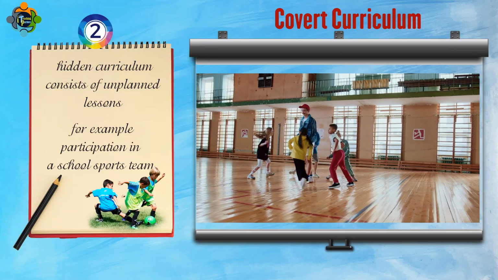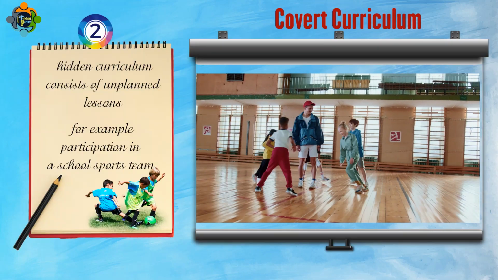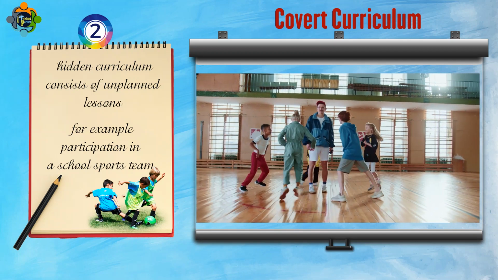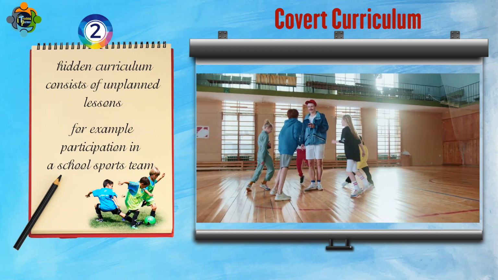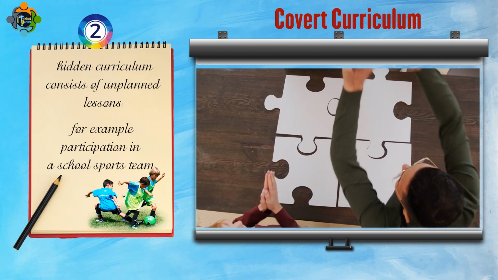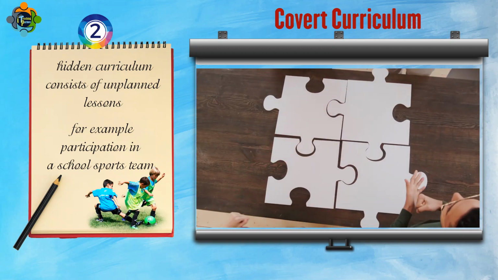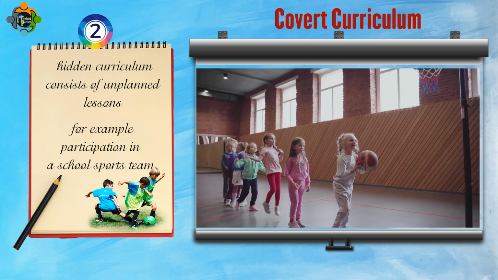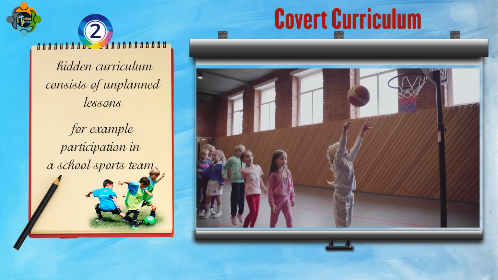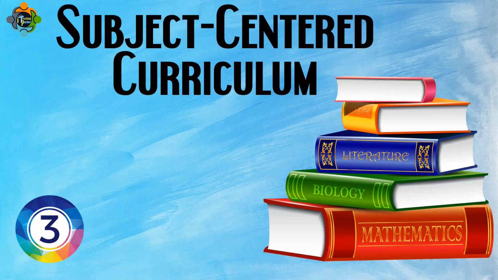Number 2. Covert curriculum. In contrast to the written curriculum, the covert or hidden curriculum consists of unplanned lessons and unmentioned expectations. An example of covert curriculum is the unspoken lessons on teamwork and sportsmanship learned through participation in a school sports team.